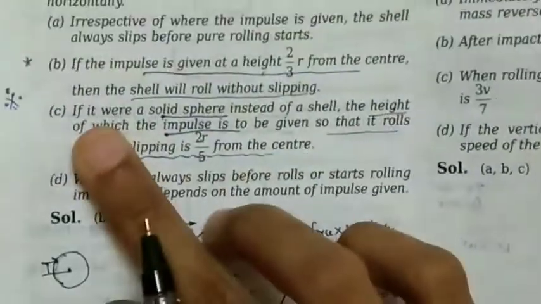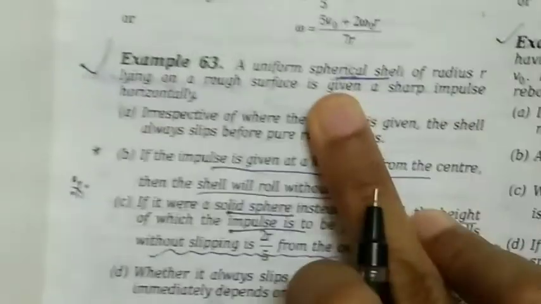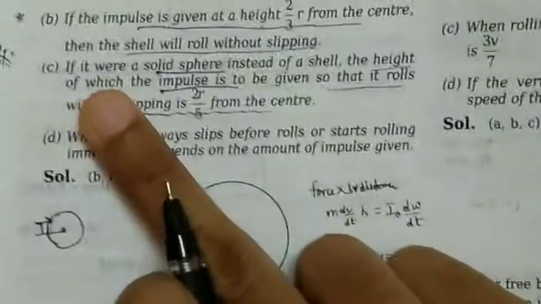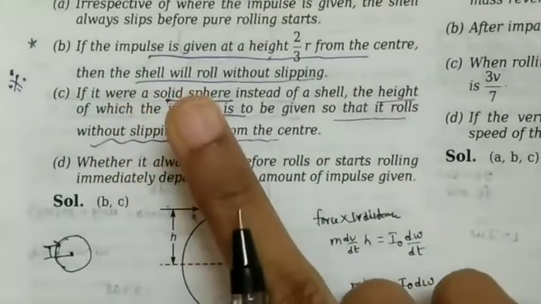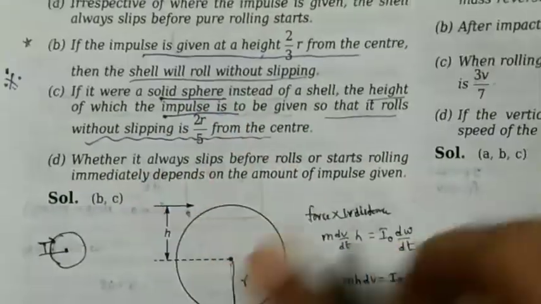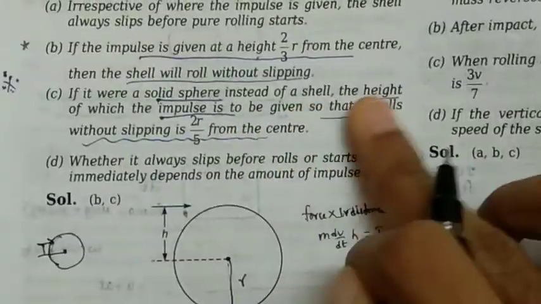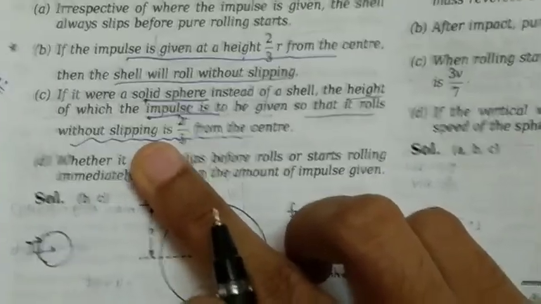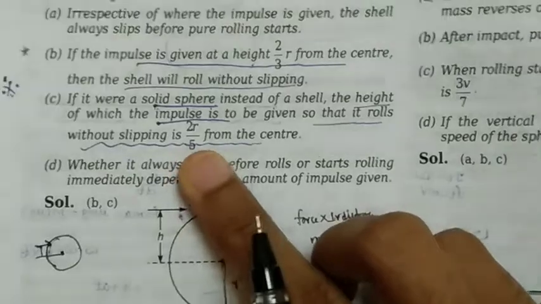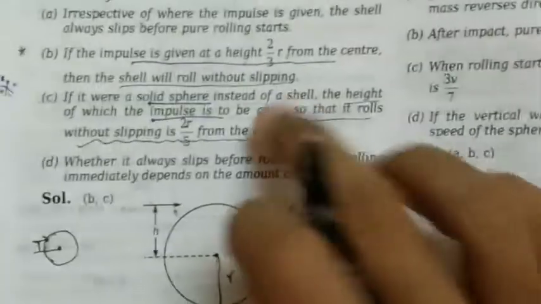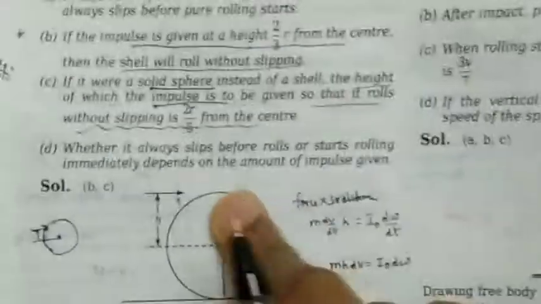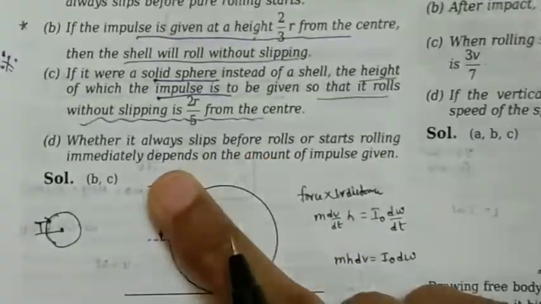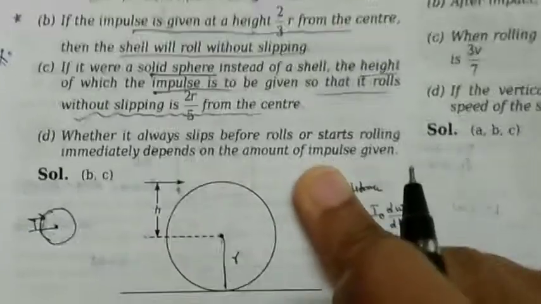And another point they have given is, if it were a solid sphere. In the question it is a spherical shell, but here they are mentioning, let us suppose it is a solid sphere instead of a shell, the height at which the impulse is to be given so that it rolls without slipping, that means the sphere should not slip, is 2R by 5 from the center. That one we need to see whether it is true or not. And whether it always slips before rolling, or starts rolling immediately, depends on the amount of impulse given.